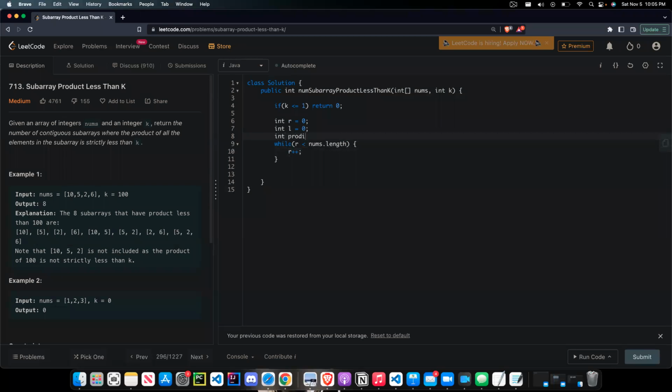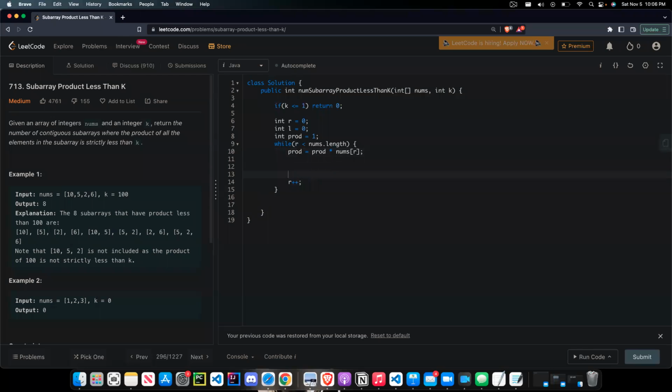Now, as we move through the array, we're going to build a product. So prod will equal prod times nums of what's contained at the right. This is our way of moving through the array and accumulating the product onto itself. Prod equals prod times nums of right, and we move right up.